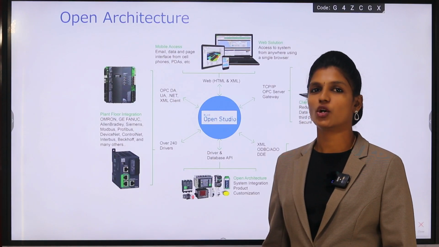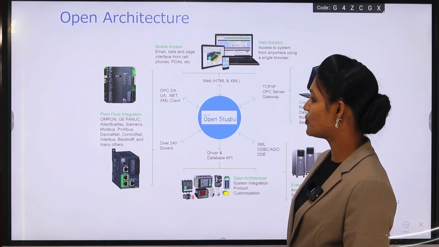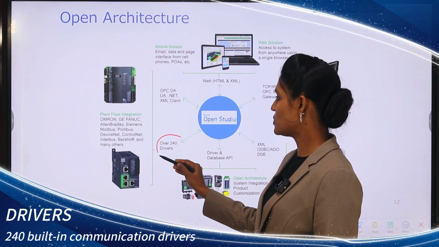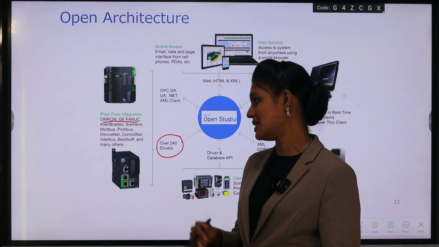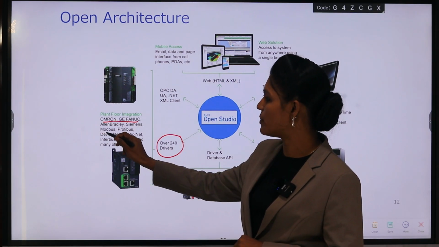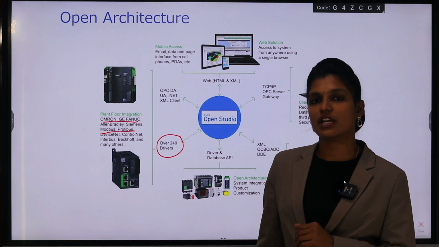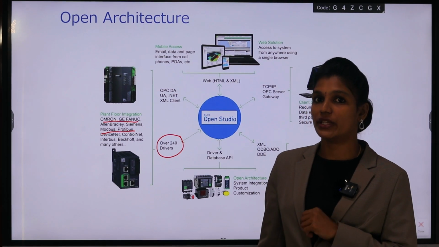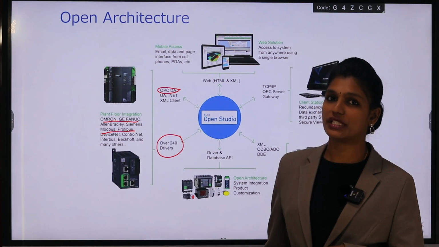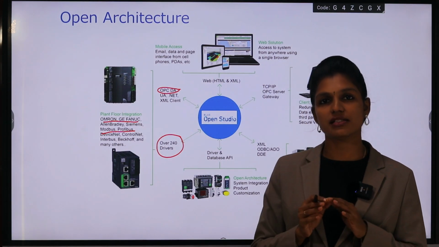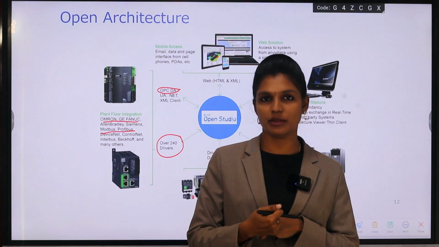Next we are going to see the open architecture of Blue Open Studio. Blue Open Studio has 240 built-in drivers to communicate with third-party devices from brands like Omron, Fanuc, AB, Siemens, and communications like Modbus, Profibus, DeviceNet, ControlNet, etc. Apart from these drivers, you can connect with third-party devices with the help of OPC DA, OPC UA, OPC XML and OPC HDA. It also has software frameworks like ActiveX and .NET to connect to third-party devices.